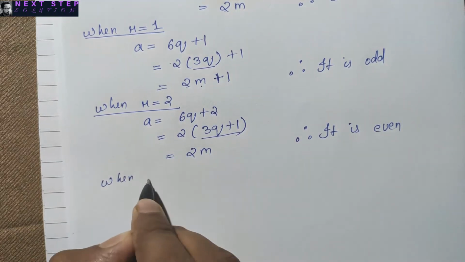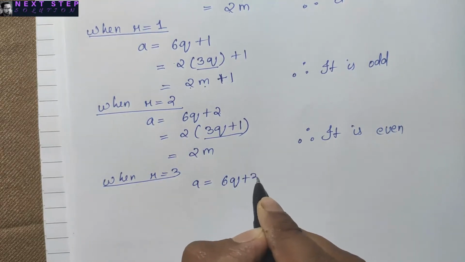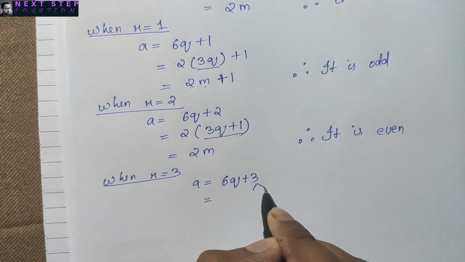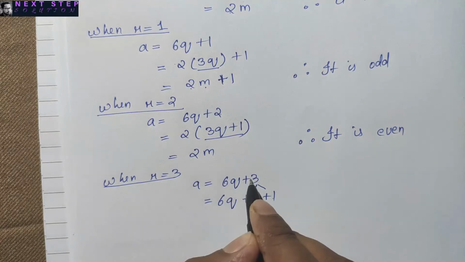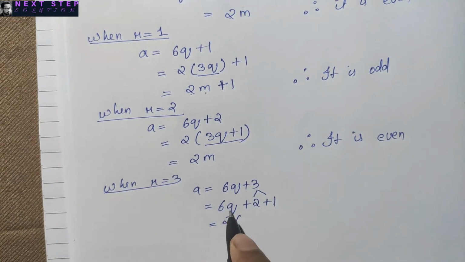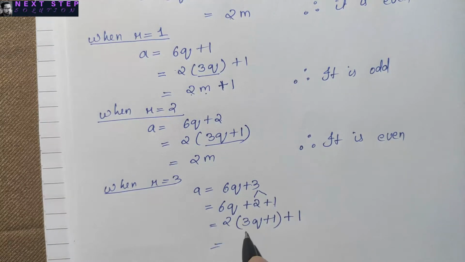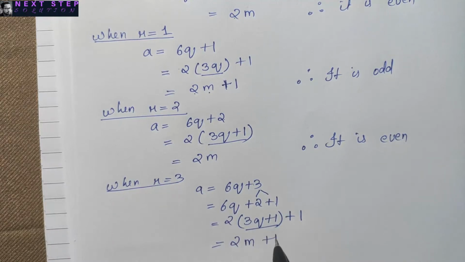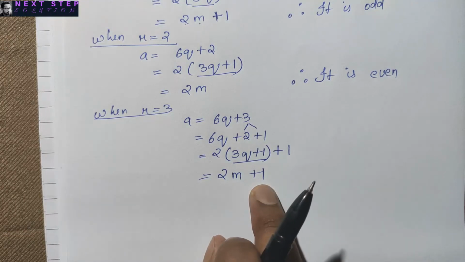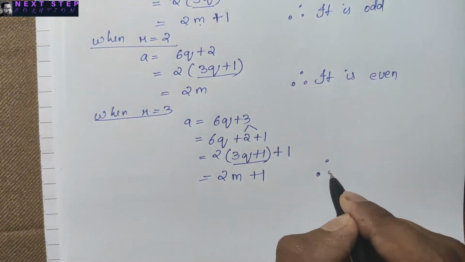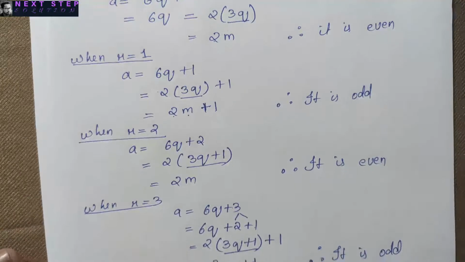When r equals to 3, a will be equal to 6q plus 3. Now this 3, if I break it into 2 parts, I can write 6q plus 2 plus 1. 2 plus 1 will give you 3. Now if we take 2 common, from 6 we will have 3q plus 1, and outside we will have this 1. Now this, if I take it as m, I can write it as 2m plus 1. Once again, product of 2 plus 1. Product of 2 will be an even number, and after adding 1 to it, it will become an odd number. Therefore, it is odd. Now, till 3 we have checked. Now we are going to check with 4.